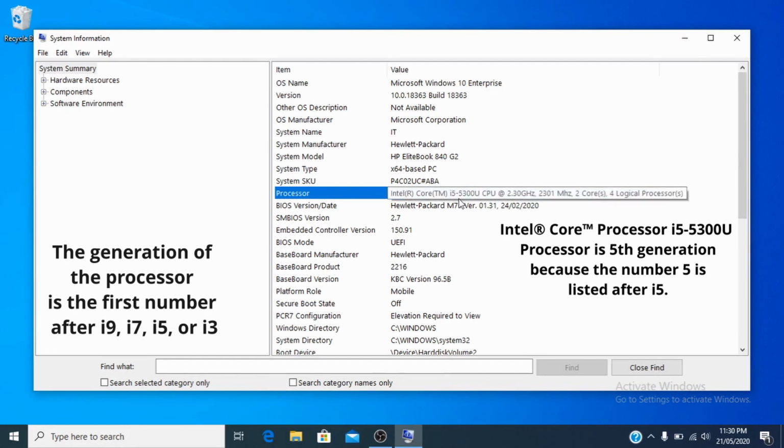So in my case the processor is i5-5300U, so that means i5-5. It means that I have the fifth generation, because the number is 5 after the i5. So if you have i5-7, that means you have the seventh generation, and so on.